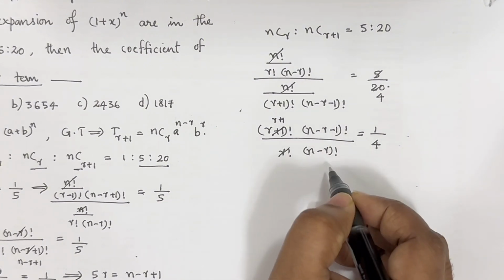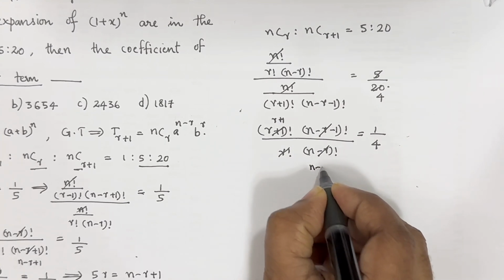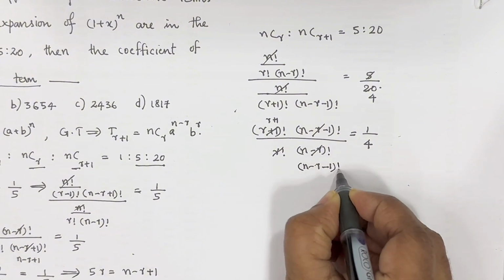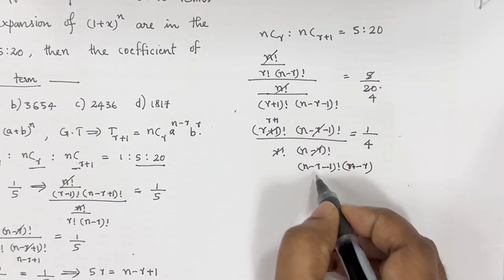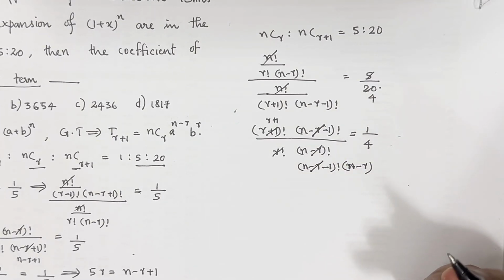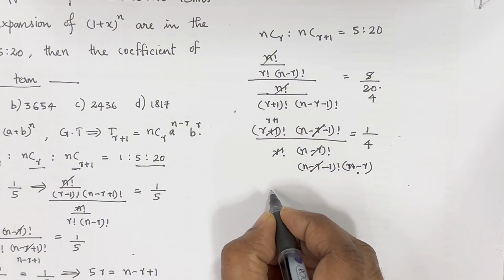Similarly, from here we can cancel n minus r minus 1 factorial into n minus r factorial. This n minus r factorial means it is n minus r minus 1 factorial into n minus r. That is, n minus r minus 1 factorial is common in the numerator and denominator. So cancel both the terms. Now remaining term is only n minus r here.